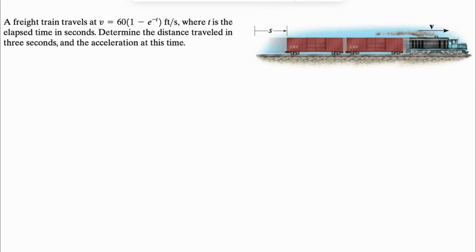We have another question from the Dynamics book by Hibbeler, and they have a freight train that travels at a velocity of 6 times (1 minus e to the power of negative t) feet per second, where t is the elapsed time in seconds. We need to determine the distance traveled in 3 seconds, and also the acceleration at this time.